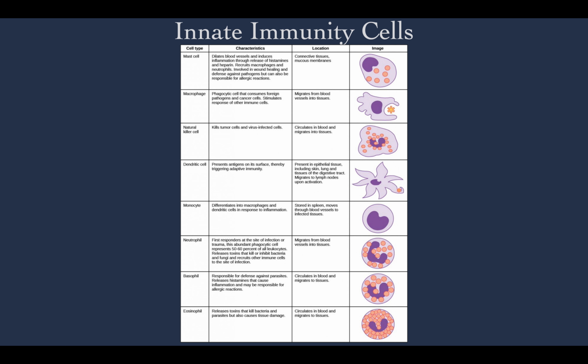Dendritic cells are similar to monocytes. They present antigens on their surface, thereby triggering adaptive immunity. Dendritic cells are present in tissues, epithelial tissues, lung, and tissue of the digestive tract. They migrate to lymph nodes upon activation.